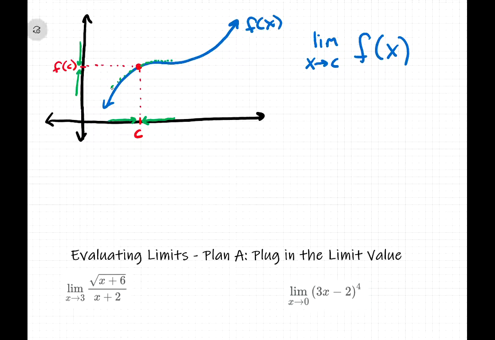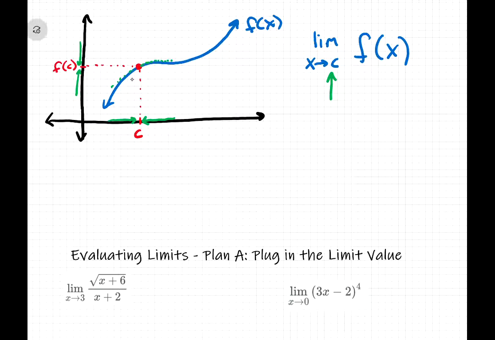Now we'll formally define this idea of continuity in a later video, but for right now, let's just say there's no holes, there's no jumps, there's no asymptotes here when x is equal to c. So in this case, when the function is continuous, or when f of c is defined and the point c comma f of c is on some continuous portion of the graph, we can evaluate the limit by direct substitution.